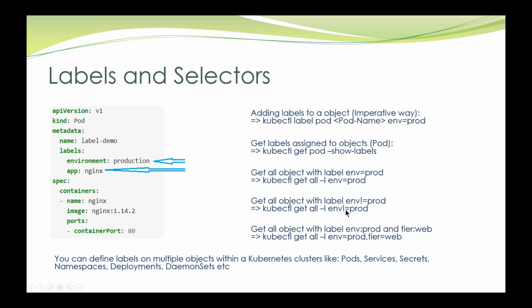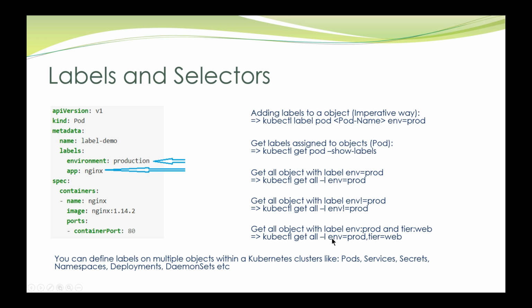Next one, get all with an operator. Suppose you don't want to look at objects that have a label like environment equal to pod. It will bring all the objects which don't have environment equal to pod, because this is the not operator. You can assign multiple labels also by using the selector. Dash L is used for the selector. kubectl get all will bring all the objects.